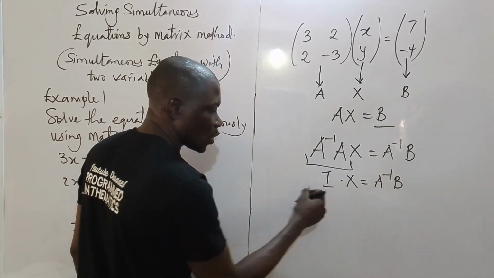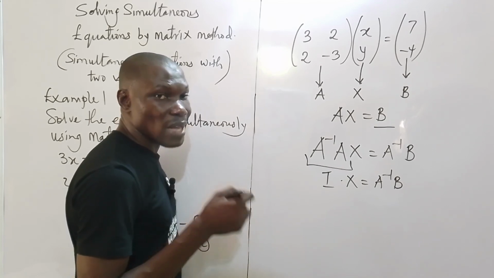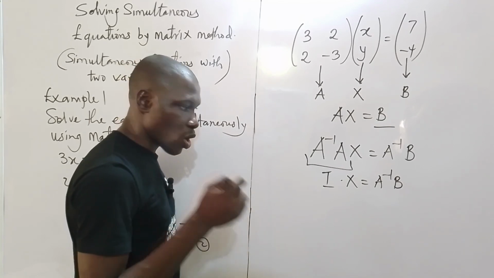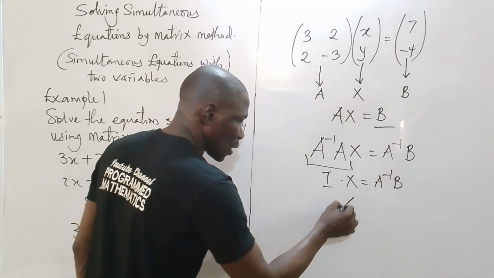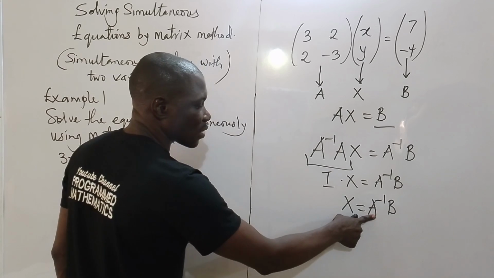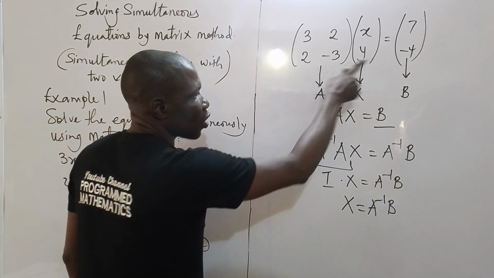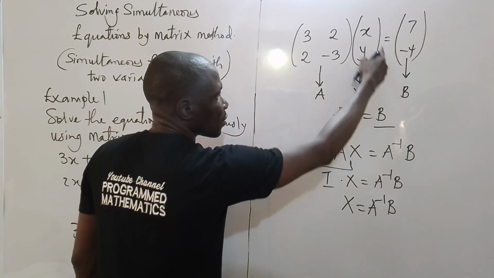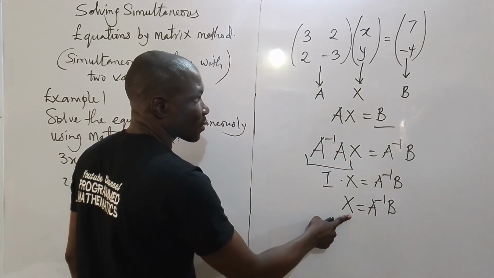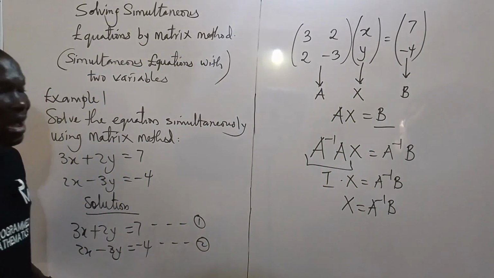When you multiply an identity matrix by another matrix, or a matrix by an identity matrix, what you get back is the matrix. So in this case, X is equal to A inverse times B. All we are simply saying is, we find the inverse of matrix A, multiply by B, and whatever we get gives us the value of the matrix X. And from there, we know what X and Y will be. As simple as that.